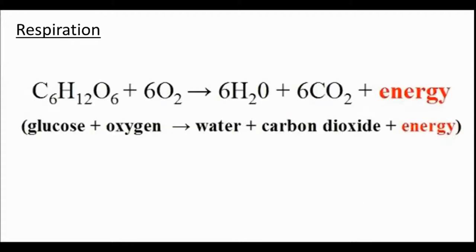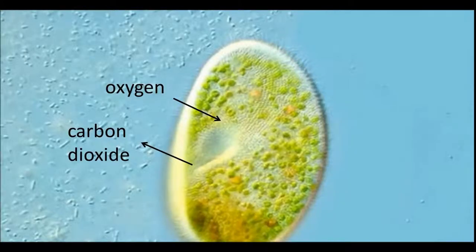Now, all cells respire, they all do respiration. So they need to take in glucose and oxygen, and they need to get rid of carbon dioxide and water as waste products. Now, these substances move over very short distances by a process called diffusion.